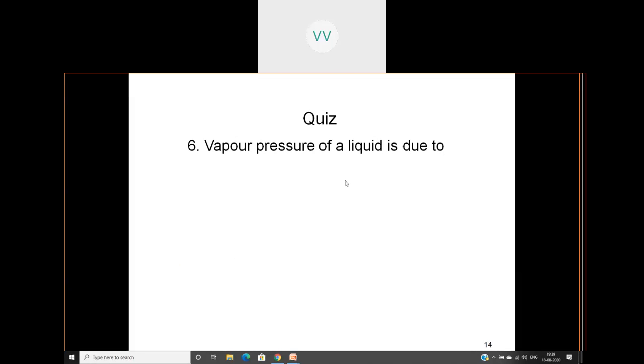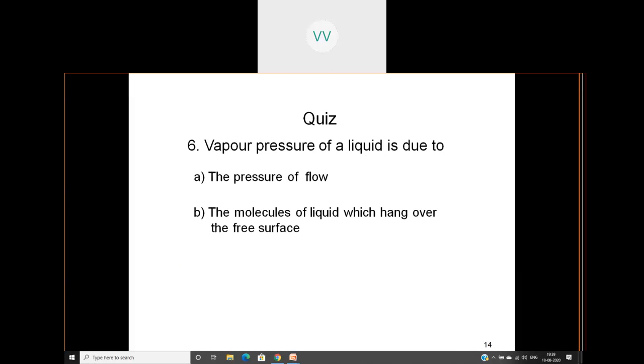Then, the vapor pressure of water is due to the pressure of flow, the molecules of the liquid which hang over the free surface, the pressure of the air above the free surface, or none of the above. As we discussed when we were seeing this property, the vapor pressure is due to the molecules of the liquid which hang over the free surface. So this is the right answer.